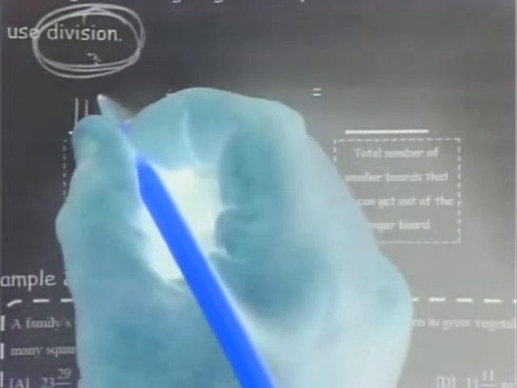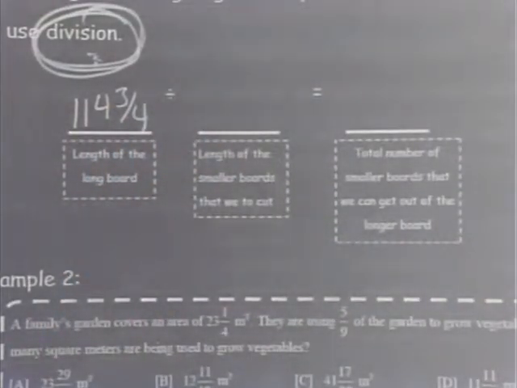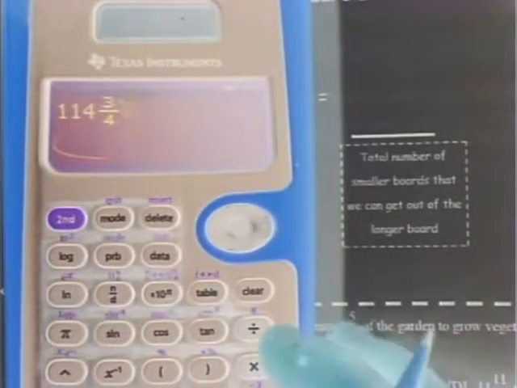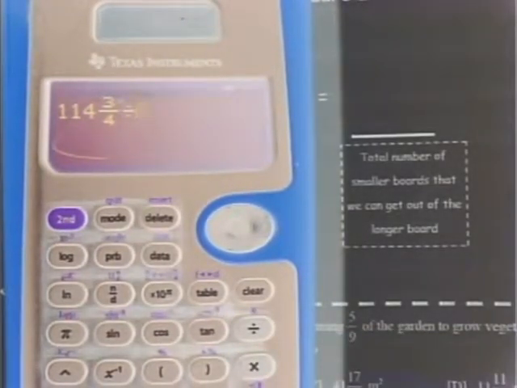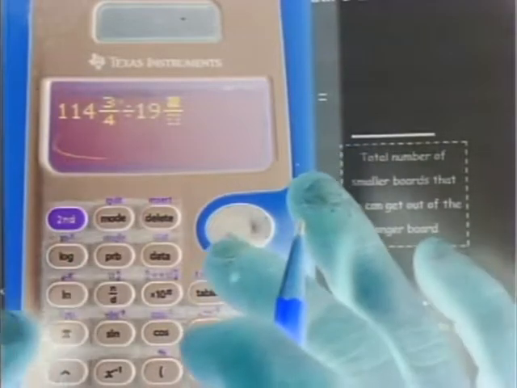Take the big long board, which is how long again? 114 3/4. Put that in your calculator. 114 3/4 right there. And then the divide sign. We're dividing this big board up into smaller boards that are how big? 19 1/8. And you get 6.